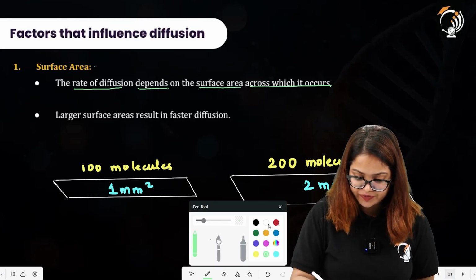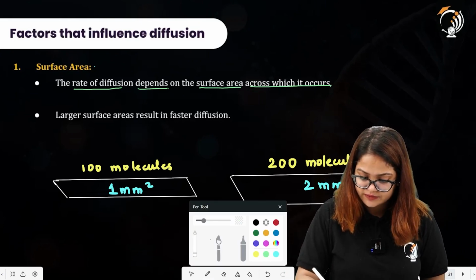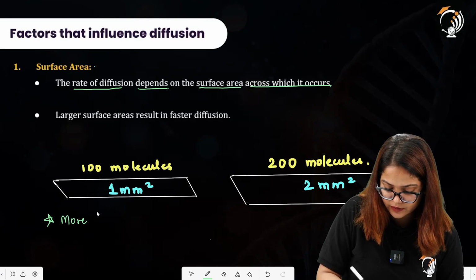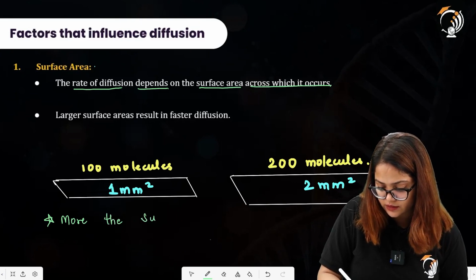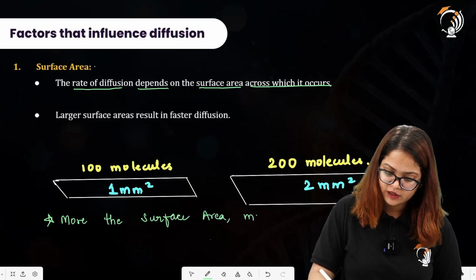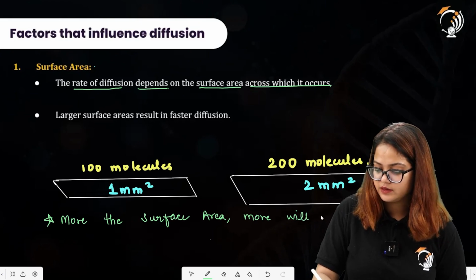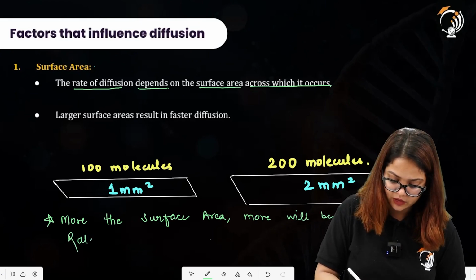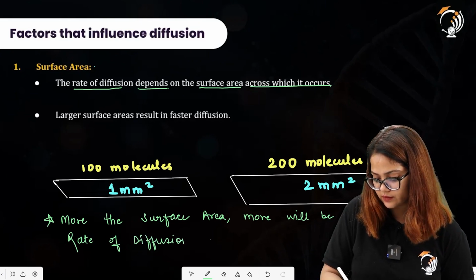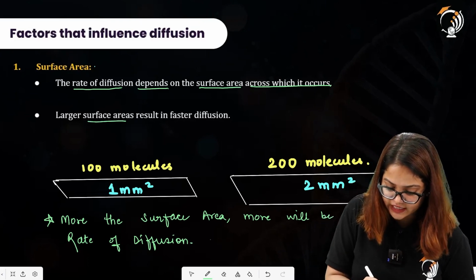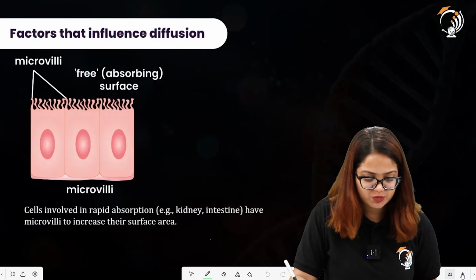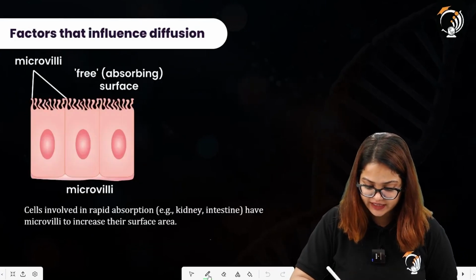So we can also write that the more the surface area, the more will be the rate of diffusion. Larger surface areas result in faster diffusion. I hope this factor is clear to you all. Now let us move toward another example of this.